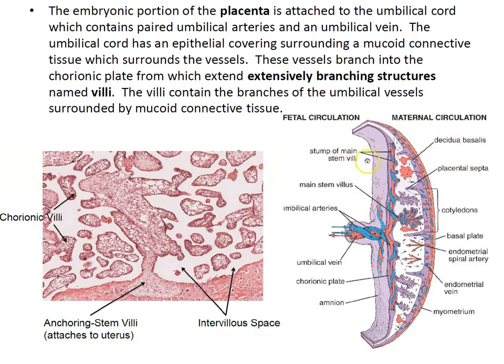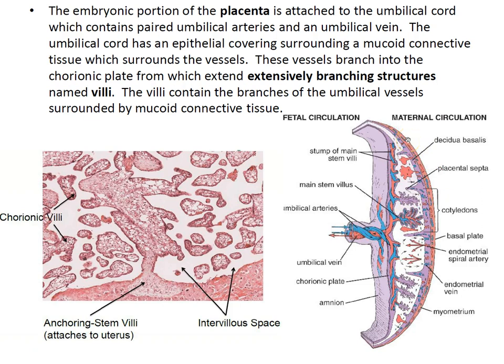Now, the embryonic portion of the placenta is attached to the umbilical cord containing paired umbilical arteries and an umbilical vein. The cord has an epithelial covering surrounding a mucoid connective tissue which surrounds these vessels. Now, as you see, these vessels branch into the chorionic plate, from which extend extensively branching structures called villi. Now let's look at the maternal side, or the maternal circulation.